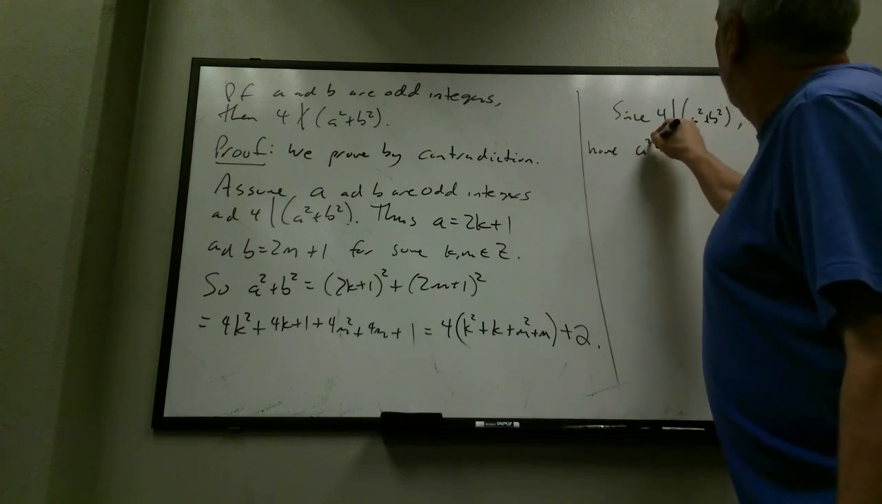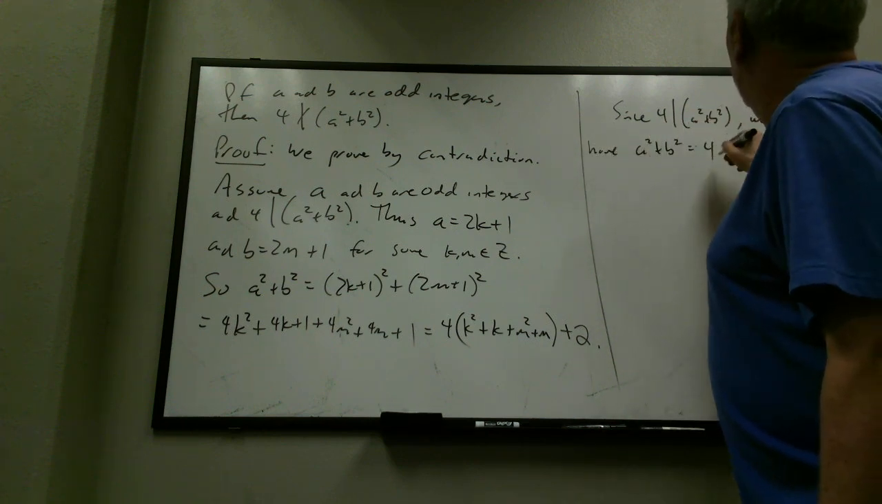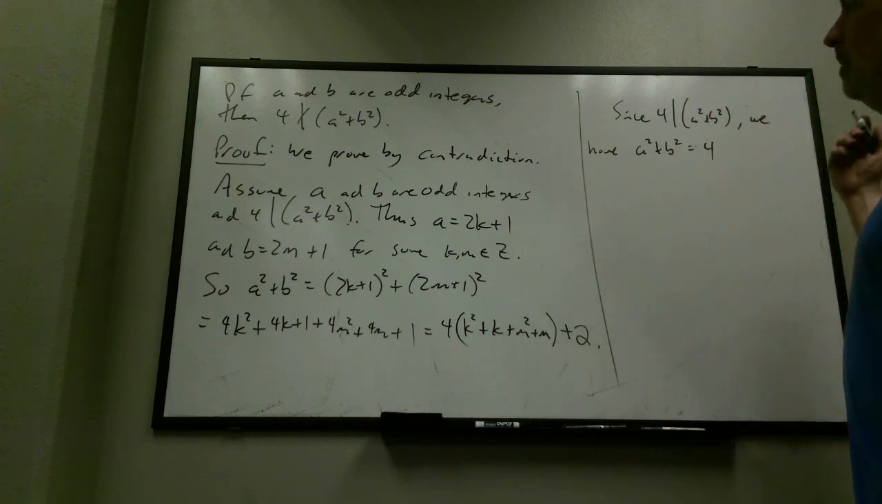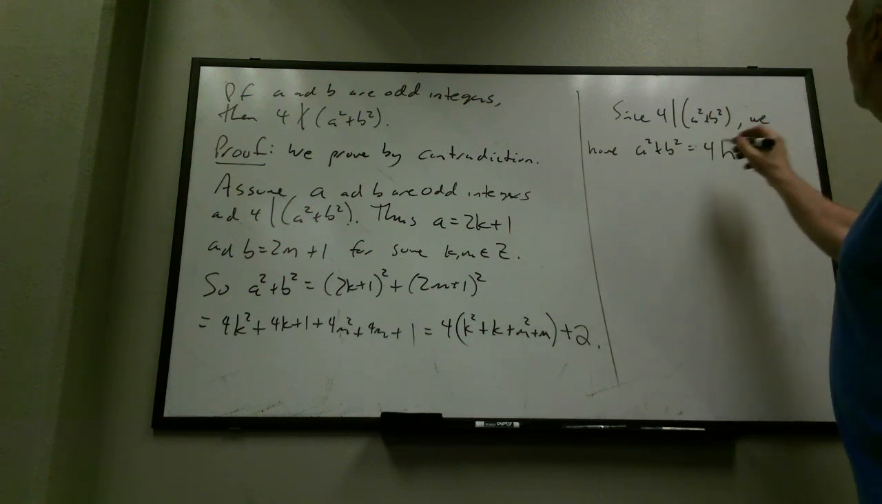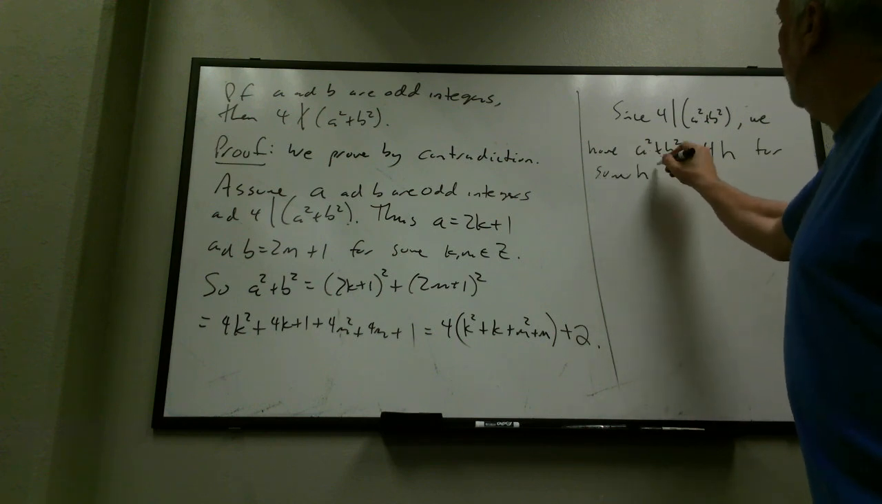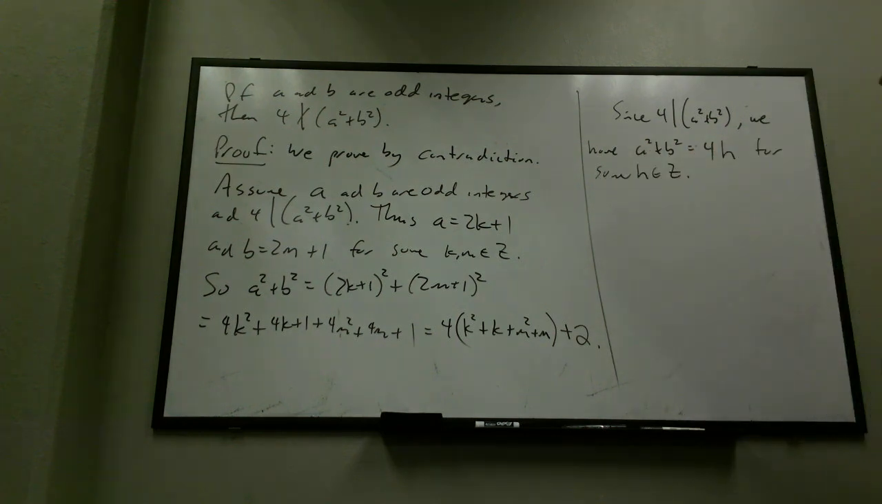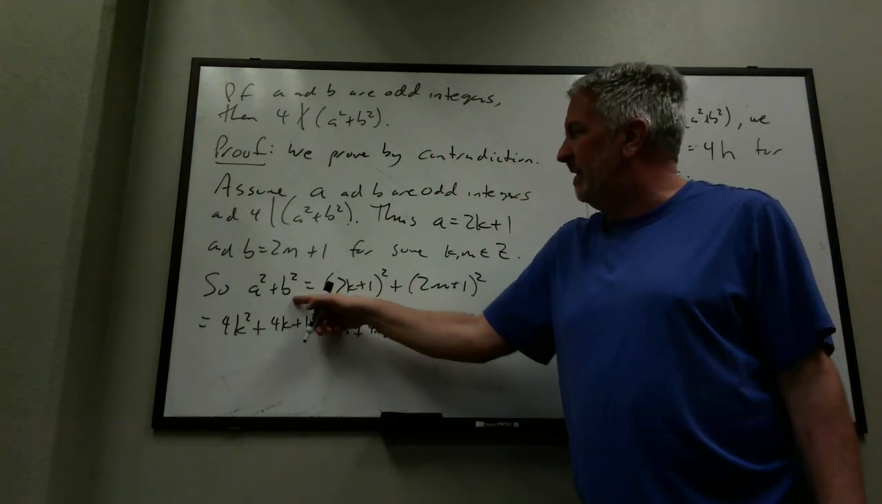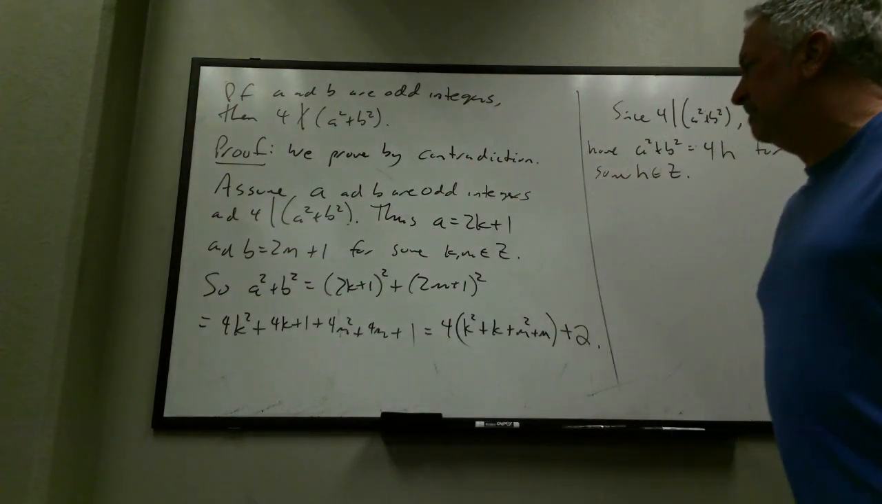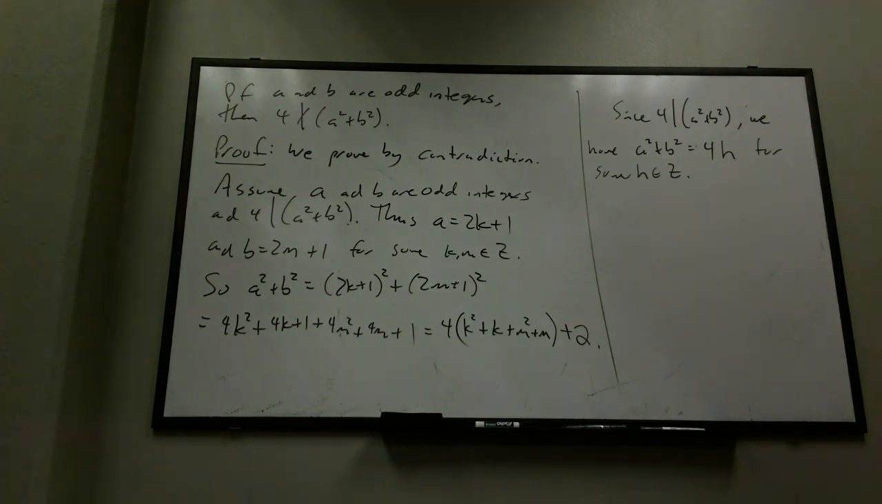we have a squared plus b squared is 4h for some h. Okay. So I focus on the odd and the even. Again, why did I plug into a squared plus b squared? Because I had that expression here. Now again, we're doing a proof by contradiction. We have to run into a problem somewhere.